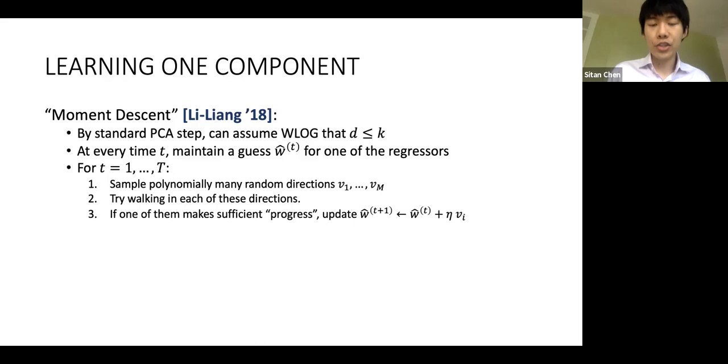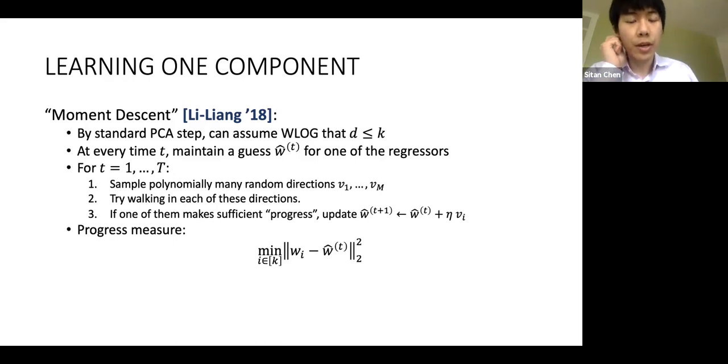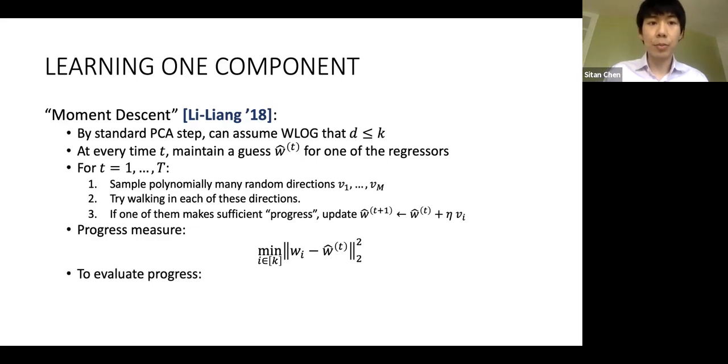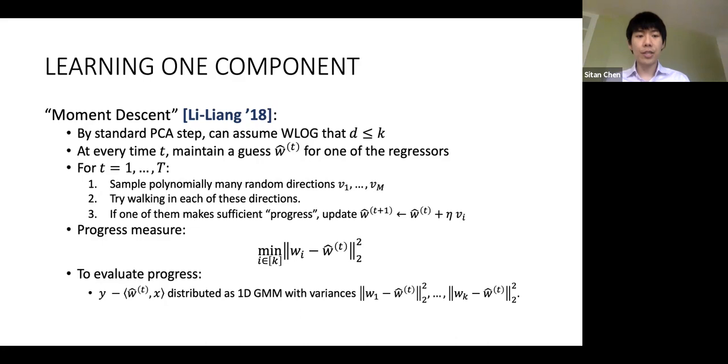Okay, so we update, and then the question is, what is this progress measure that we need to evaluate? Their progress measure is just the squared Euclidean distance between your current guess and the closest true solution w sub i. Of course, we don't actually have access to the w sub i's, so there's no way for us to exactly evaluate this progress measure. One of the key subroutines of this moment descent procedure is therefore a way to approximate the progress measure. The nice observation they make is that if I look at the distribution over residuals with respect to w hat t, specifically if I sample x, y from my mixture of linear regressions and compute this quantity, it's distributed as a univariate mixture of Gaussians. Particularly, the variances of the components of this univariate mixture are exactly the quantities I want, namely these squared Euclidean distances between my guess and each of the true solutions.